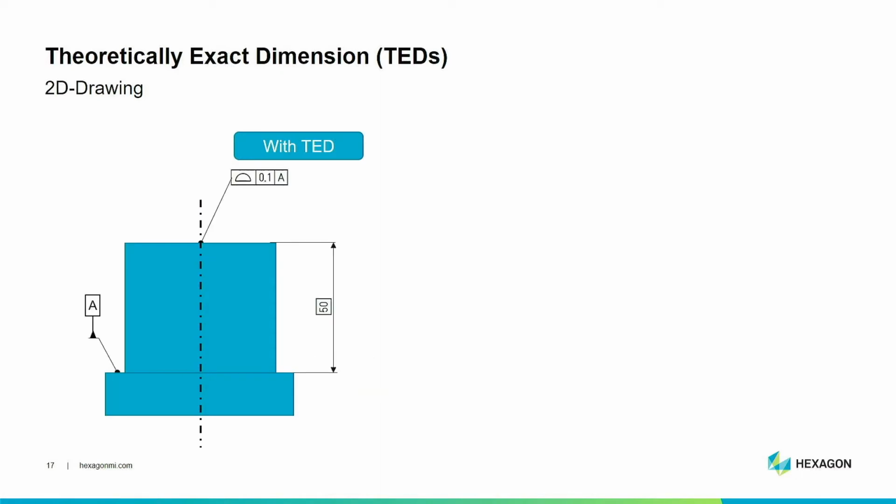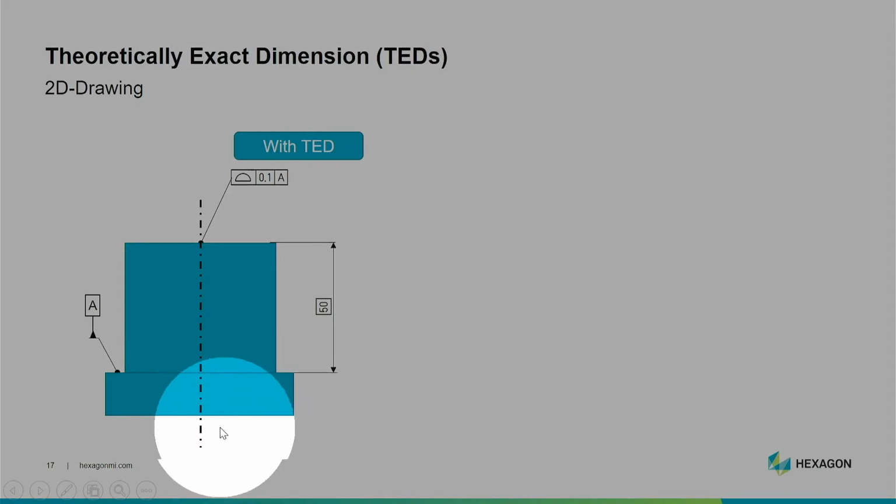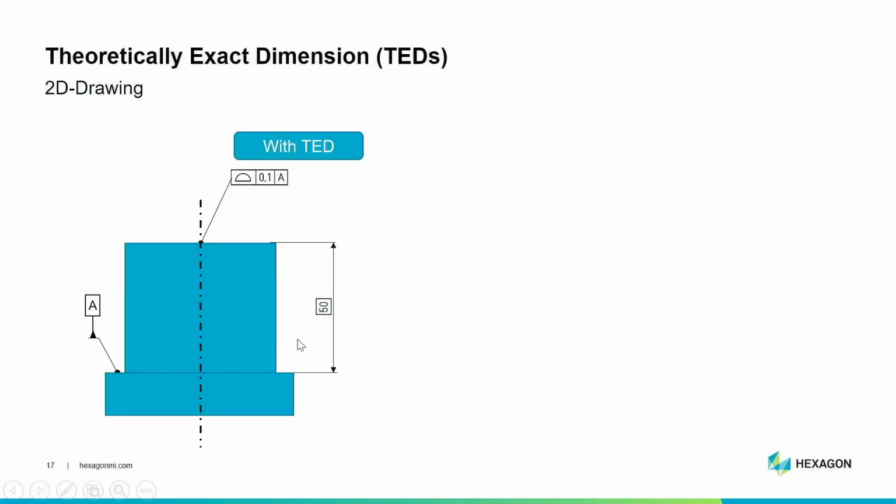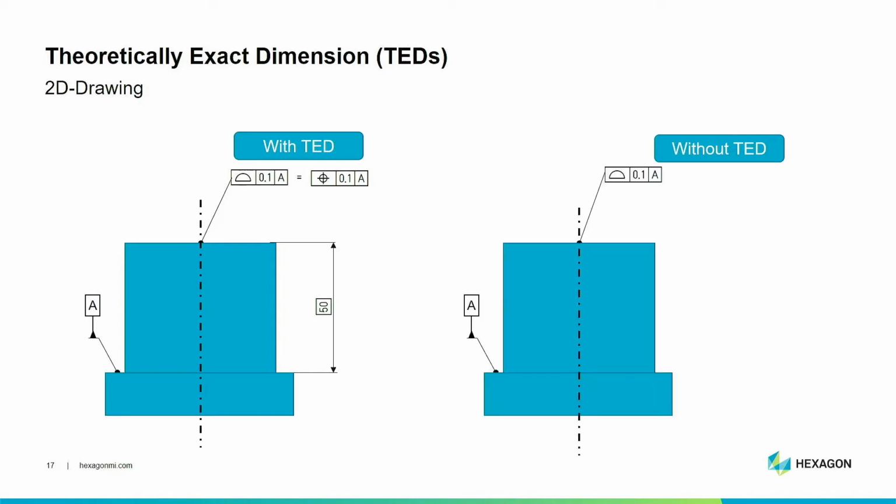First, with 2D drawings. Here's a 2D drawing of a shaft. On the top plane of the shaft, we have attached a profile tolerance with the datum system A. The datum system A is the parallel plane on the other side. Then we have additionally this TED. The TED is fixing the height of these two planes, so this means the evaluation is the same as a position.